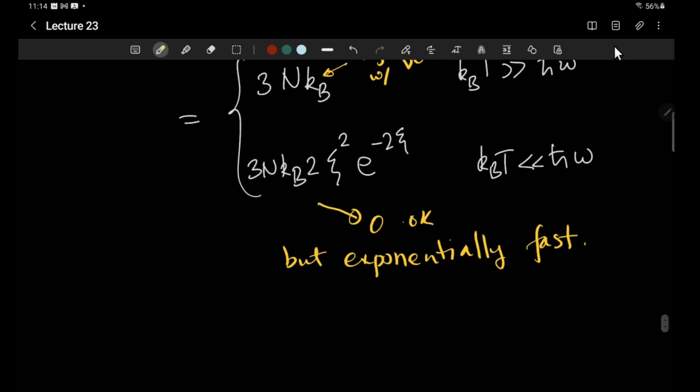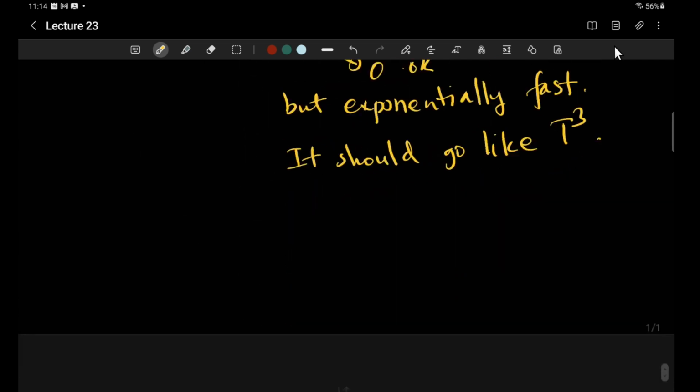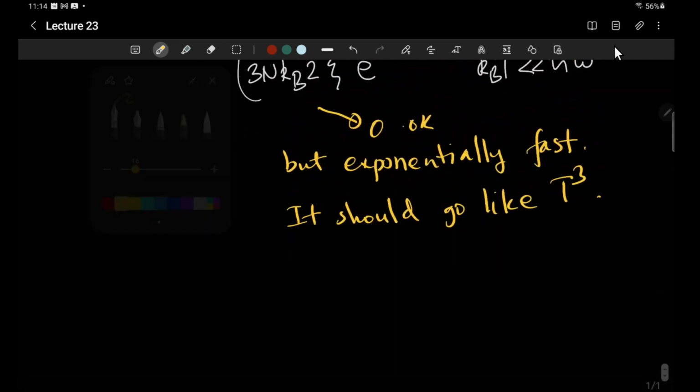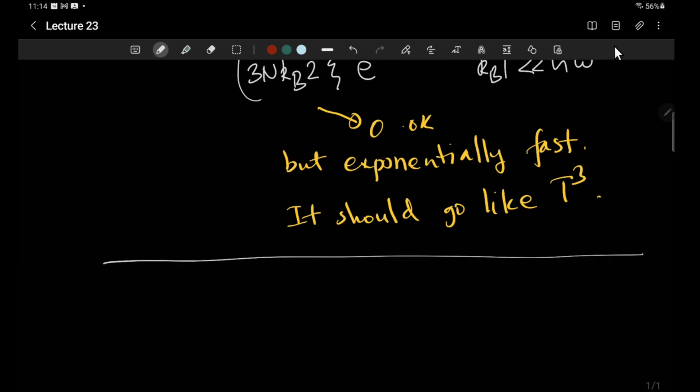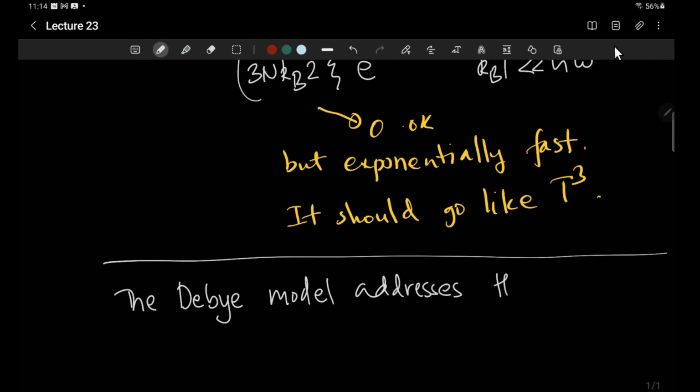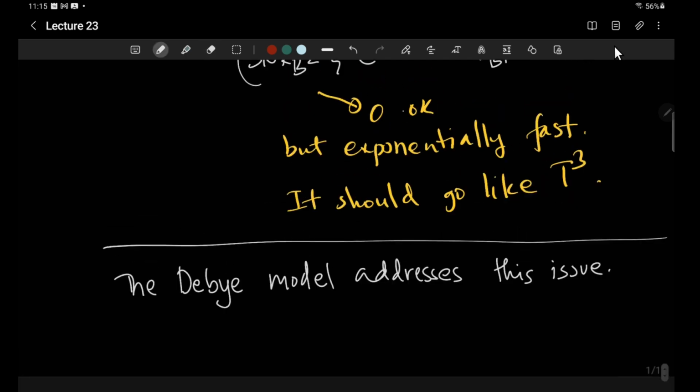So what is observed is it should go like T cubed to 0 for small T, so of course T goes to 0. So this is what we expect for the ionic contribution. It doesn't do that. Okay. So the Debye model addresses this issue. Okay. So let's look at that.